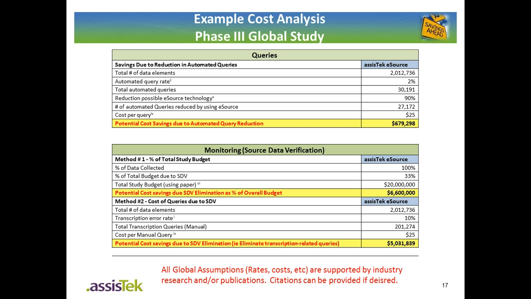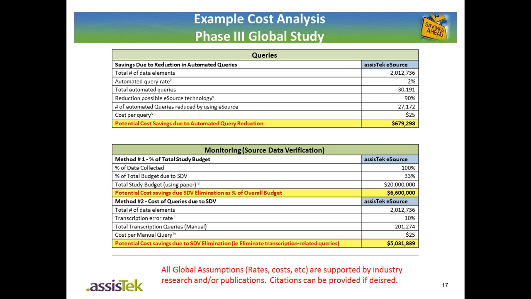30,000 automated queries. Our assumption is that we can reduce that by about 90%, which would leave the sponsor with a savings of about $679,000. That's just from the savings for queries alone on the automated type of queries that are usually fired off in your EDC system. And those are, of course, eliminated by using an eSource solution, just based on all the rules that we can build around each data element as it's captured.